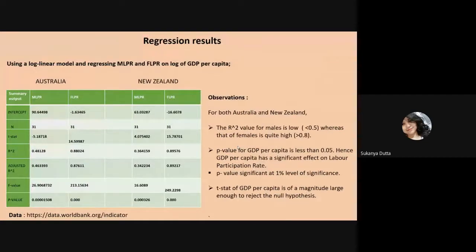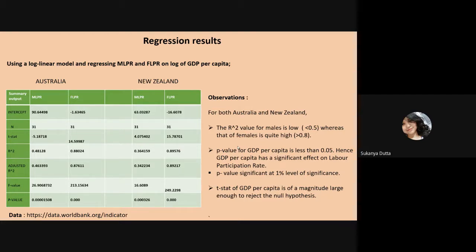Okay, thank you, Diki. So now we have summarized the regression results, which we found by using a log linear model and regressing MLPR and FLPR on the log of GDP per capita. The primary observations that we noted were pretty much the same for Australia and New Zealand both. The R square values for males is low, whereas for females it is high, meaning that the model fits the data well in case of females, whereas the fit is not so great in case of males.